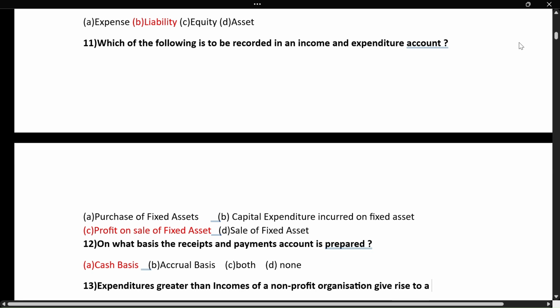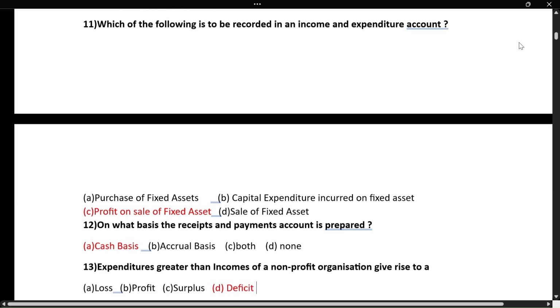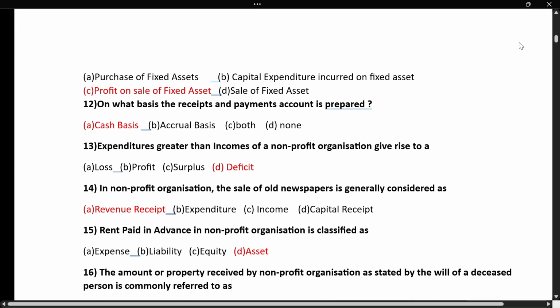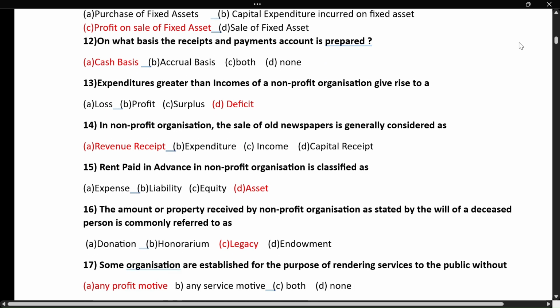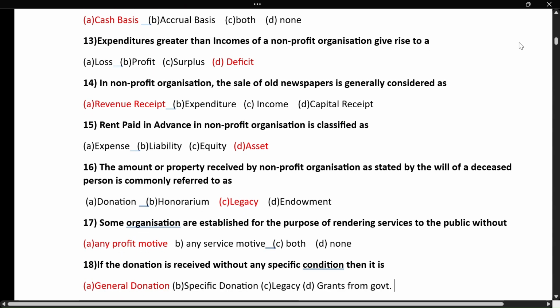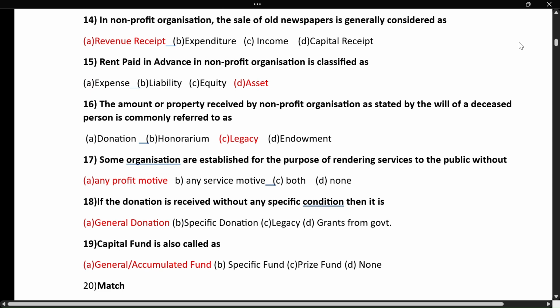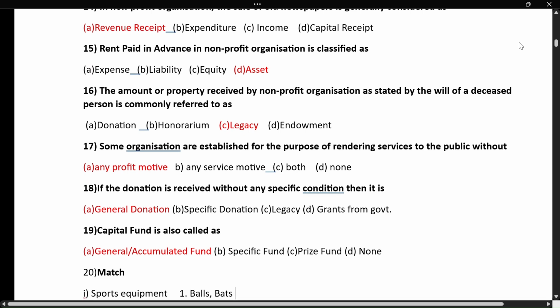Which of the following is to be recorded in an income and expenditure account? Profit on sale of fixed asset. On what basis is the receipts and payments account prepared? On cash basis. Expenditures greater than income will be a deficit. In a non-profit organization, the sale of old newspaper is generally considered as revenue receipt. Rent paid in advance in a non-profit organization is an asset.